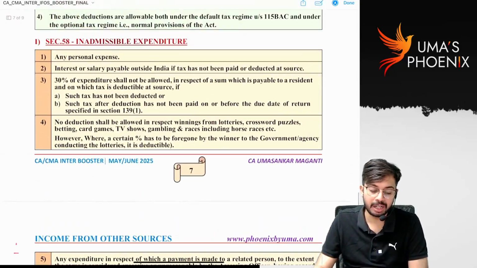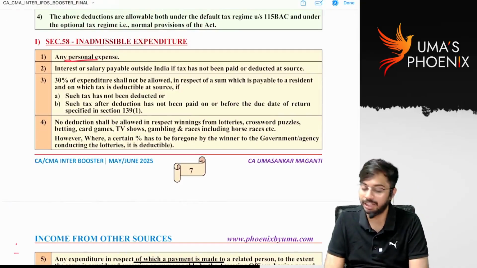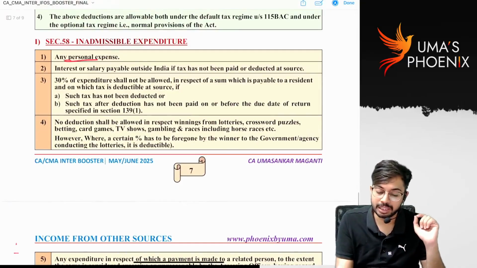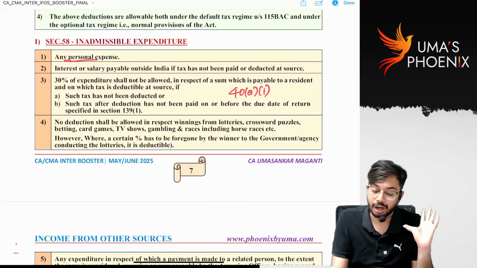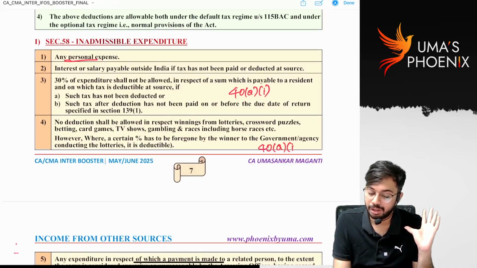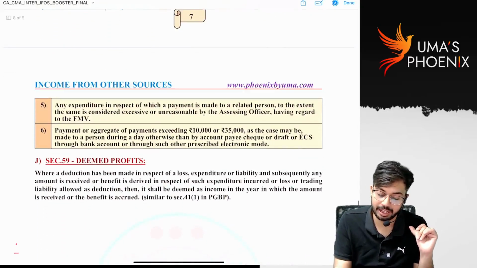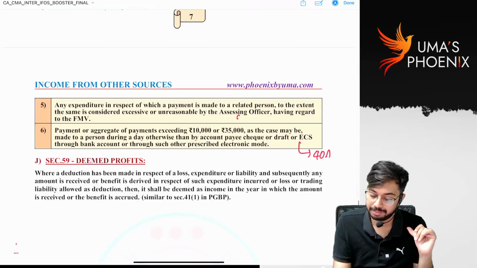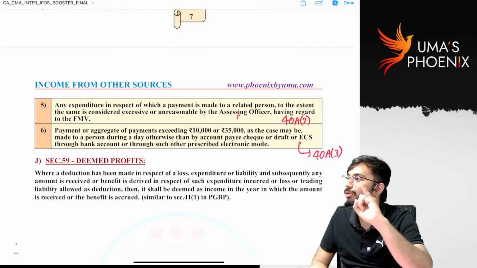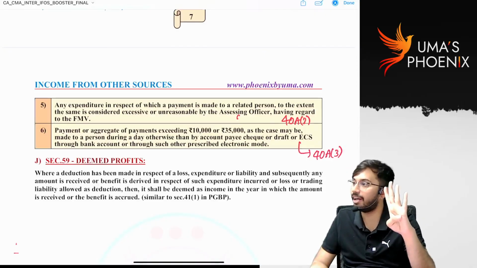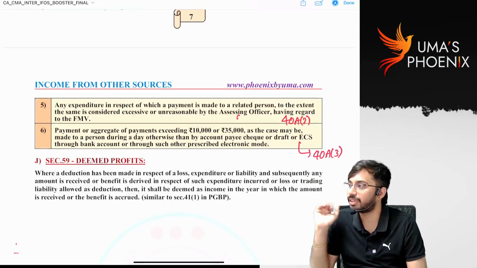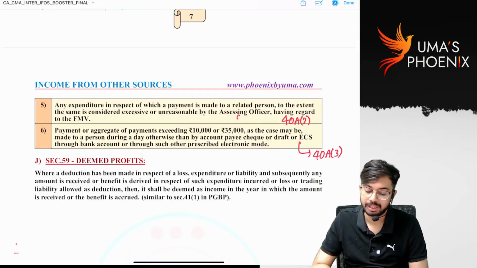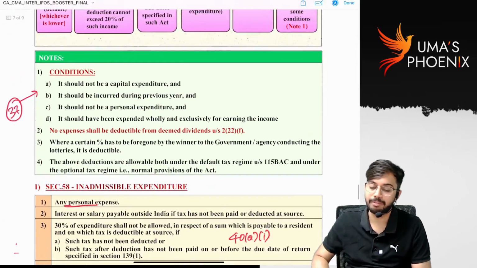Next, you know, right, personal expenditure is not allowed as deduction. This is the 40A1 provision. I think I have discussed 40A1 very clearly. 40A1A also I have discussed. Okay, next I have discussed 40A3. Next I have discussed 40A2. So whatever 40A2, 40A3, 40A1, 40A1A, these provisions under PGBP are there, the same provisions will also apply under other sources. Is it clear? So it's all about income from other sources.